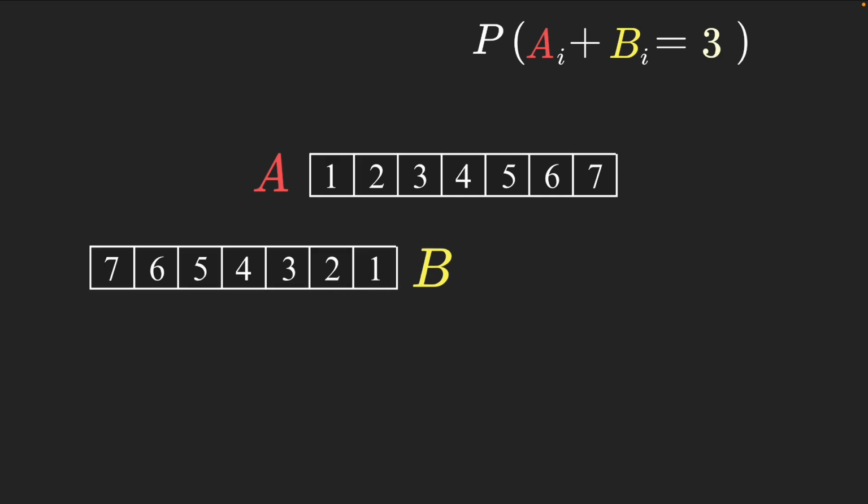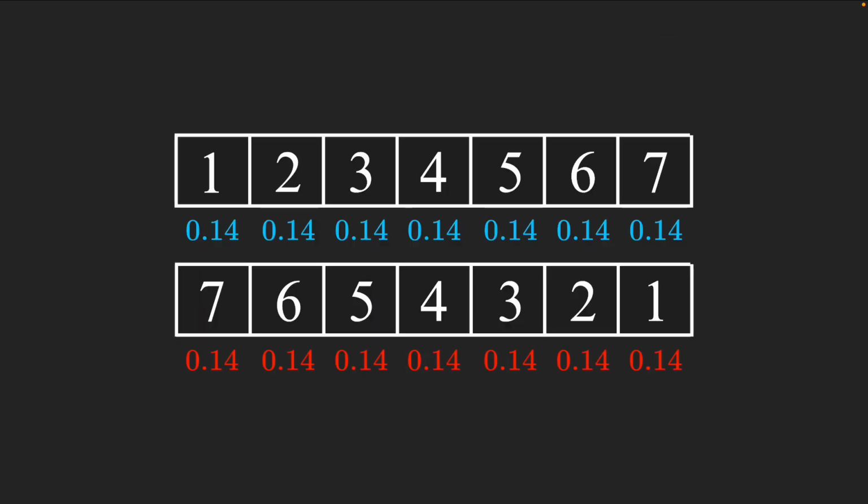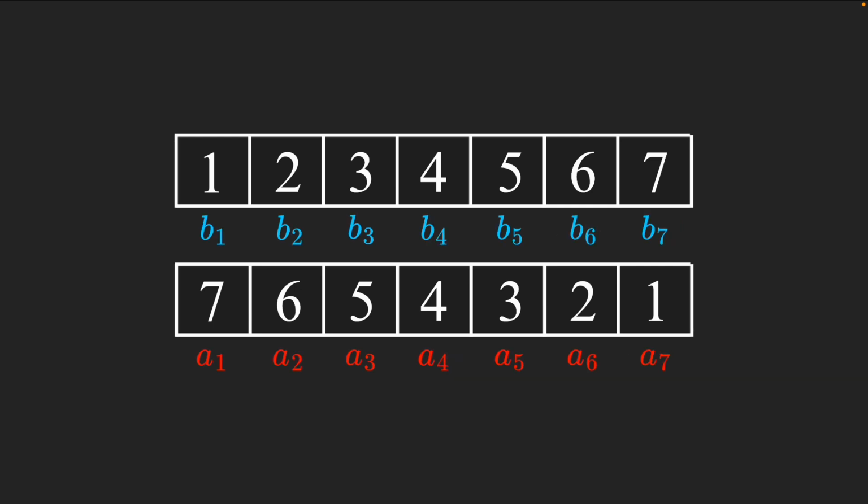For it to be 3, it's just these ones over here. Each time I'm shifting over, going down by each diagonal each time. I can do it a third time, and so on. Each item in each array has an equal chance of occurring, but we can name these chances B1, B2, B3, and so on, and A1, A2, A3, and so on, which represents the probability of, say, 7 occurring.